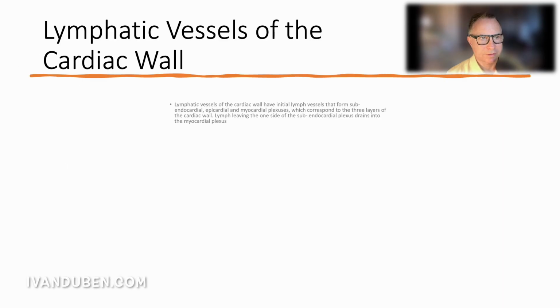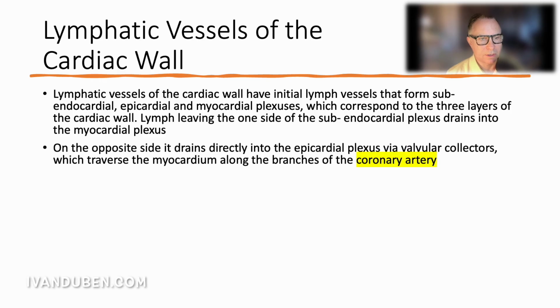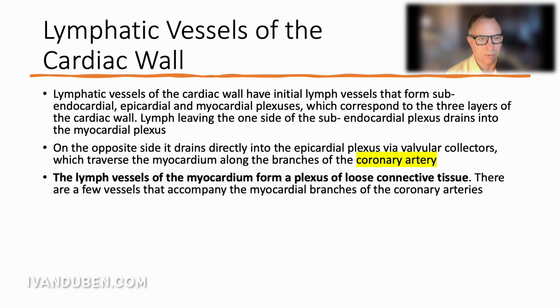Now, looking at lymphatic vessels of the cardiac wall, they have initial lymph vessels that form subendocardial, epicardial, and myocardial plexuses, which correspond to the 3 layers of the cardiac wall. Lymph leaving one side of the subendocardial plexus drains into the myocardial plexus. On the opposite side, it drains directly into the epicardial plexus via valvular collectors, which traverse the myocardium along the branches of the coronary artery. So again, that coronary artery has lymphatic support that's trailing along with it.